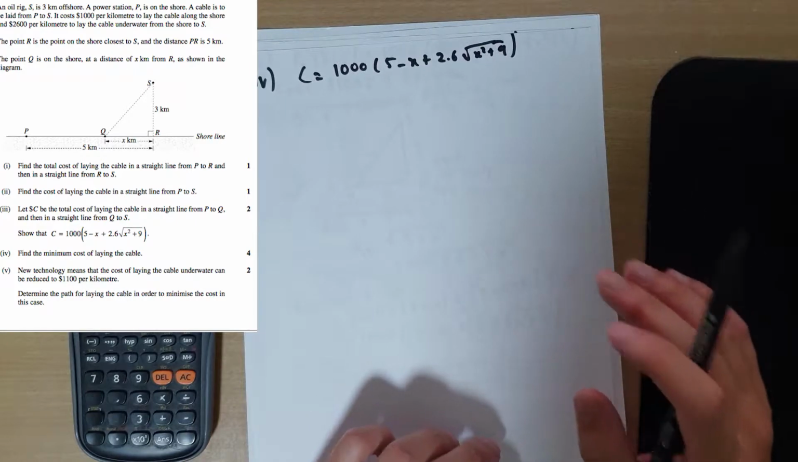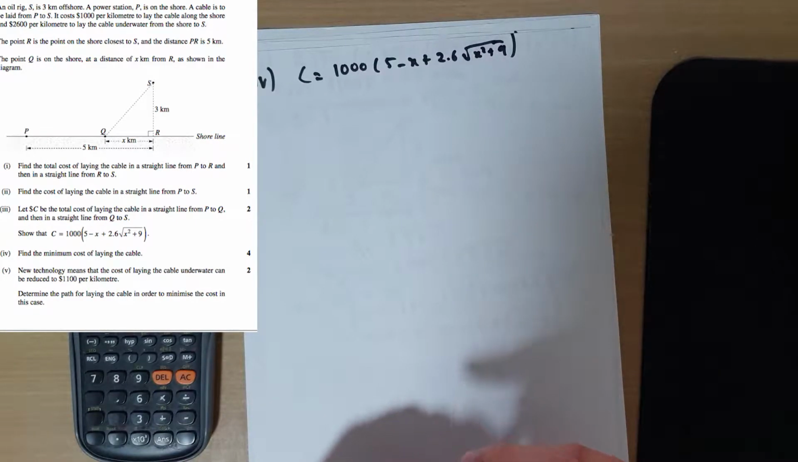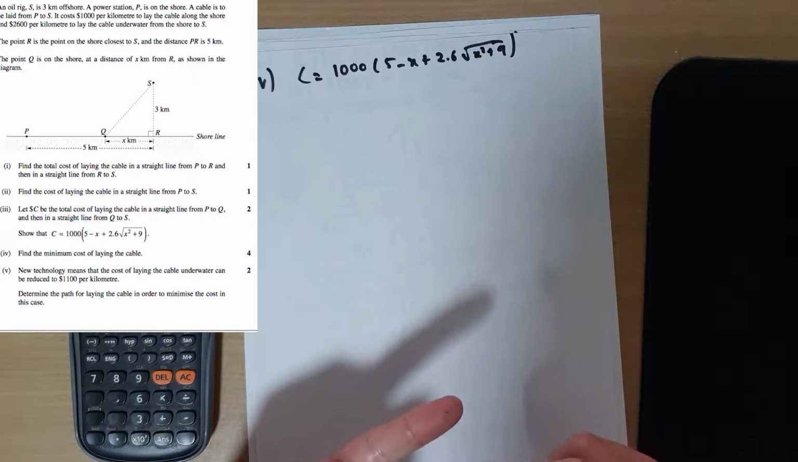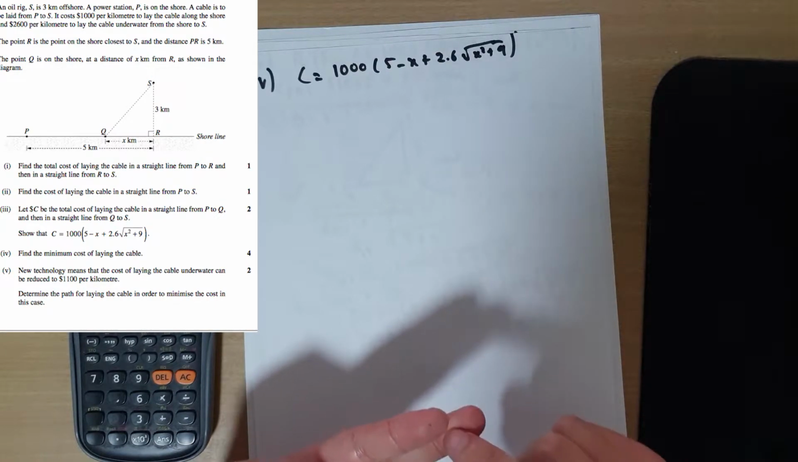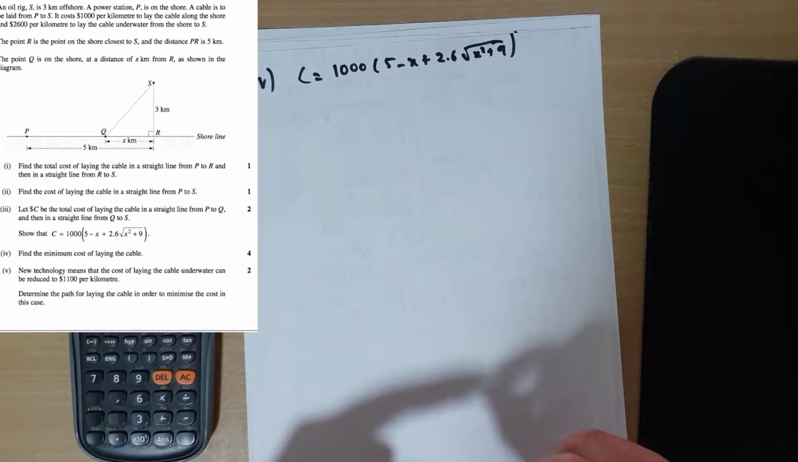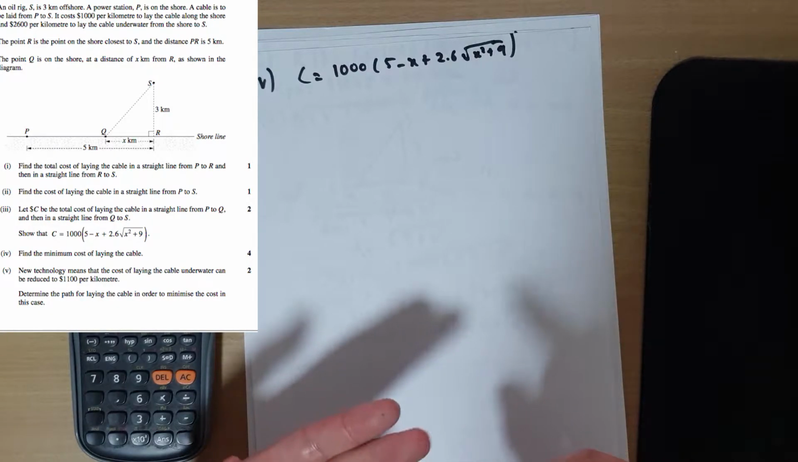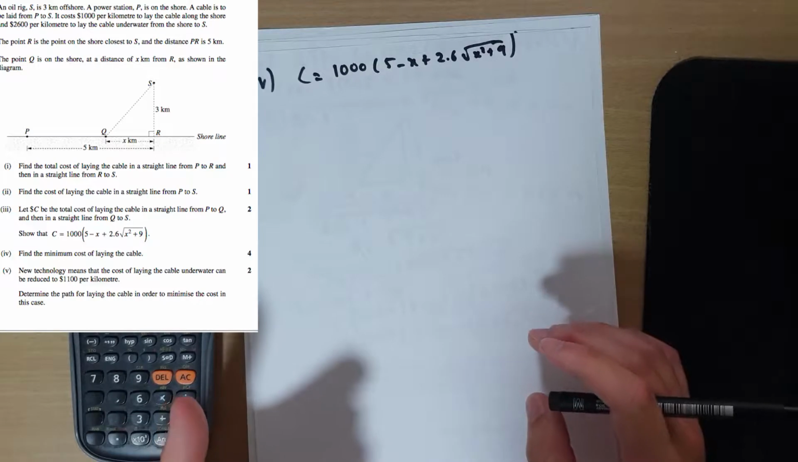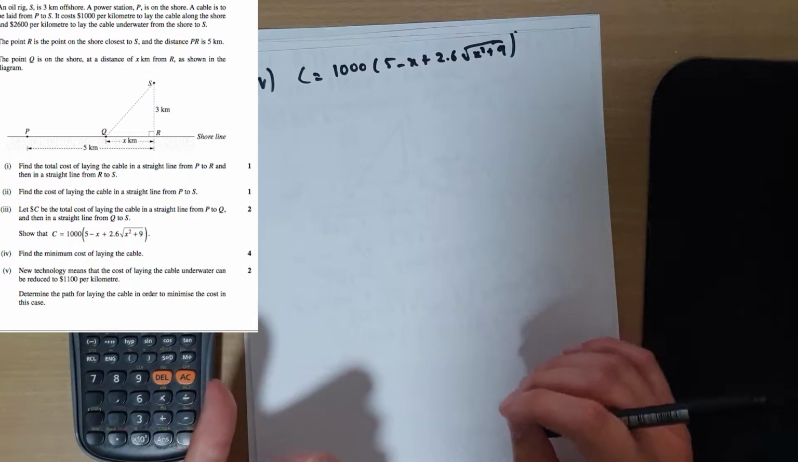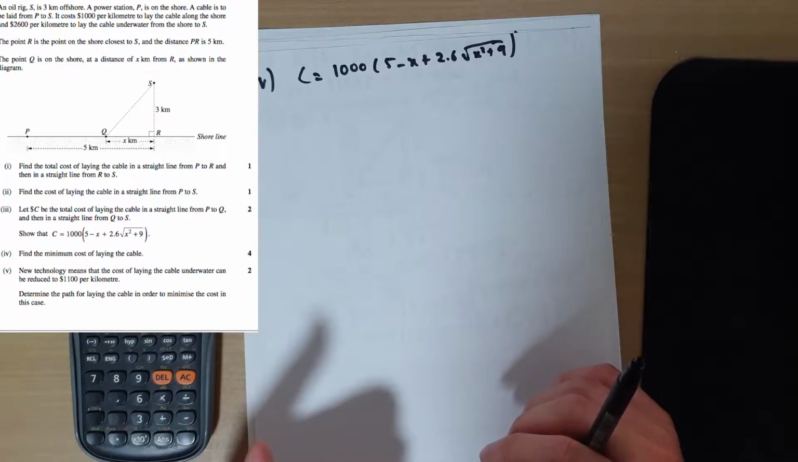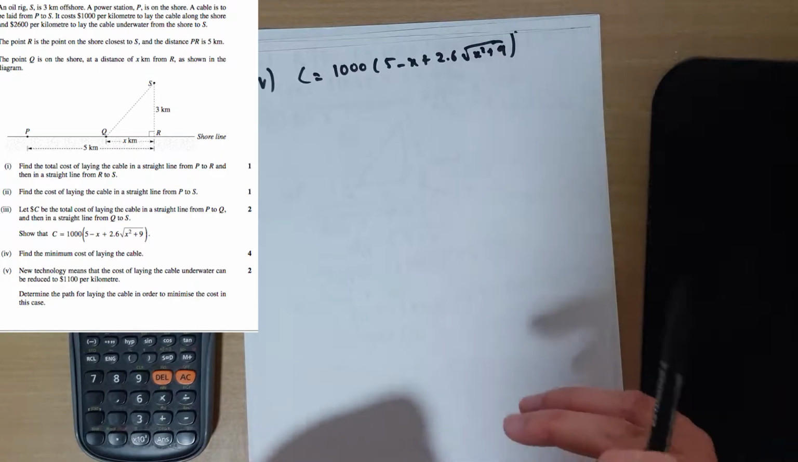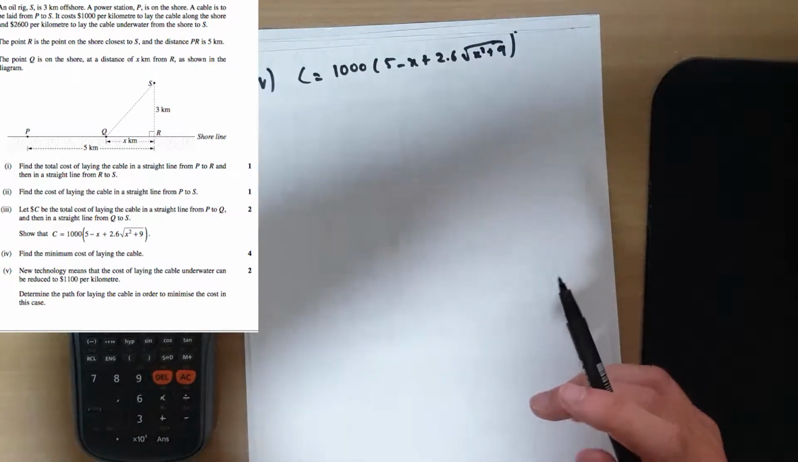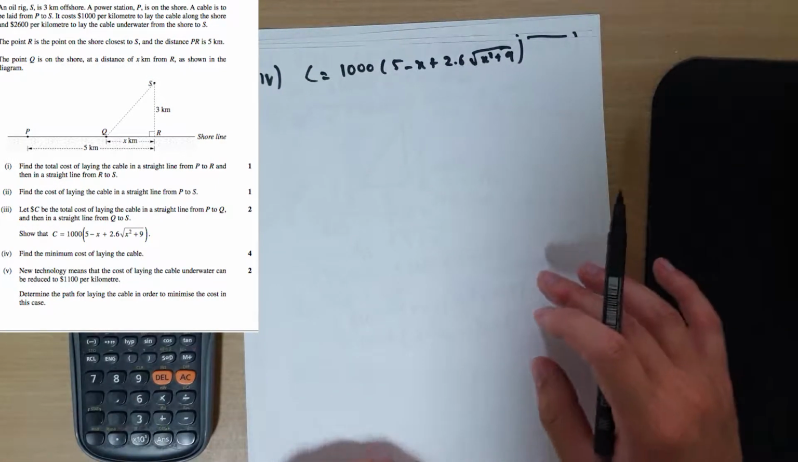Up to this point, the question has been fairly self-explanatory, kind of straightforward. We've just got to find the cost by multiplying cost per distance by distance. But here is where we're actually doing the maximum-minimum part of the question, the part where we get the most marks. We see it's worth 4 marks here compared to the rest of the question. So we've got to find the minimum cost of laying the cable. How do we do this?